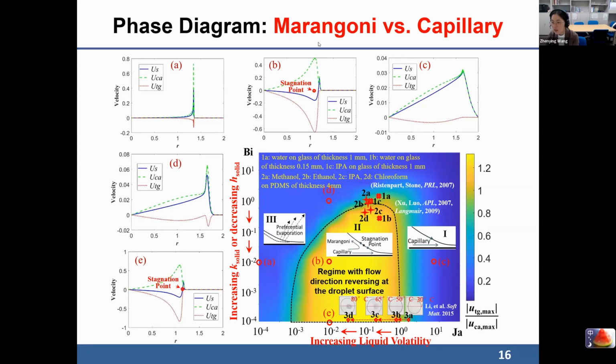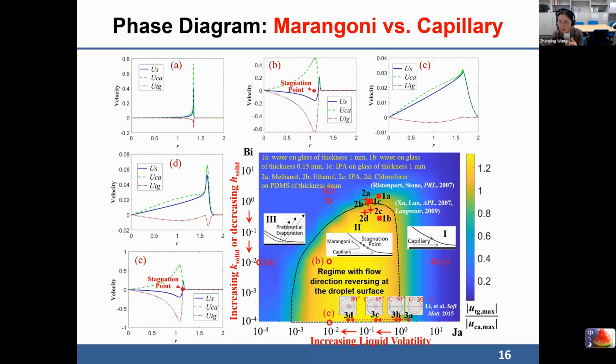For the capillary dominated stage, it only happens very quickly when you put the droplet on a substrate. It spreads very fast, so it is capillary dominated. But as long as the liquid volatility is high, evaporation will happen, and as long as evaporation happens, there will be a temperature gradient. If there is a temperature gradient, the thermal Marangoni effect will come into play.